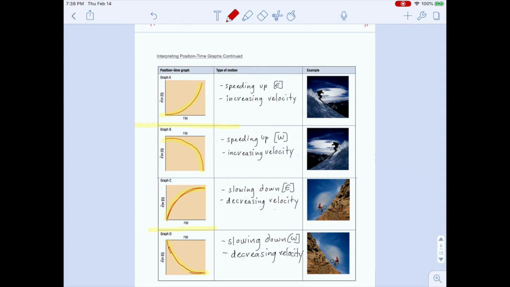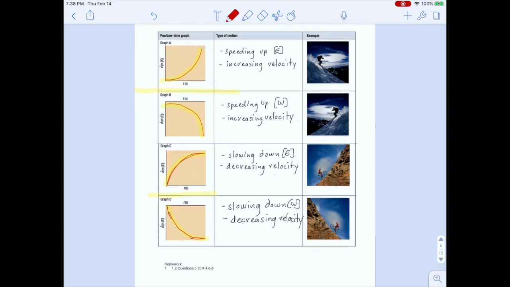Starts off steep and then ends up less steep below the x-axis, indicating that the object is slowing down in the west direction. So you'll be able to tell a lot about the motion of the object just by looking at the shape of the curve, and over time you'll be able to interpret many different shapes on a position time graph. Now try the homework questions on page 20, numbers 4 and 6 through 8.